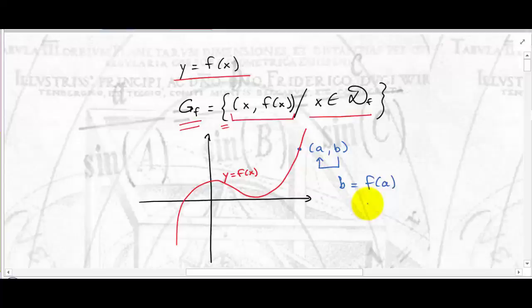Okay, so what does it mean that the point (a, b) is on the graph? Well, if this is a graph of a function f, y equals f of x, then that means that b is the image of a. b equals f of a. That's what it means that the point (a, b) is on the graph of the function. Okay? All right. Let's start with the first example.